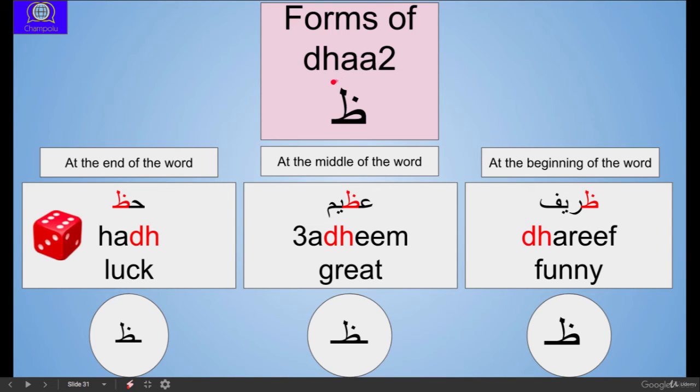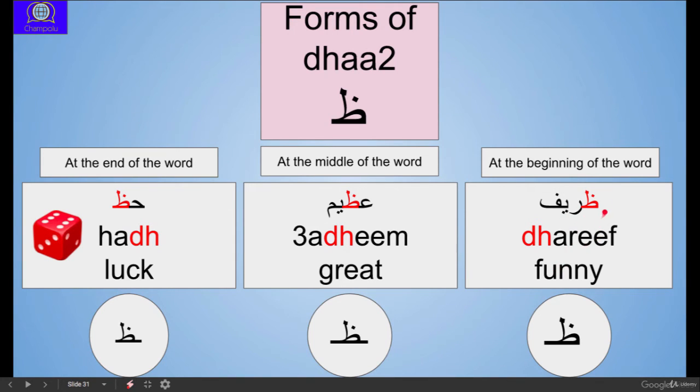It has this shape when it is separate, and it has this shape when it's in the initial form, and this is when it has in the middle form. It has this shape as the separate form, and this one is when it's in the beginning, so this is the initial form, and this is the medial form when it's in the middle, and this is the final form when it's in the end of the word. Let's take for example the word ظريف, ظريف, which means funny.